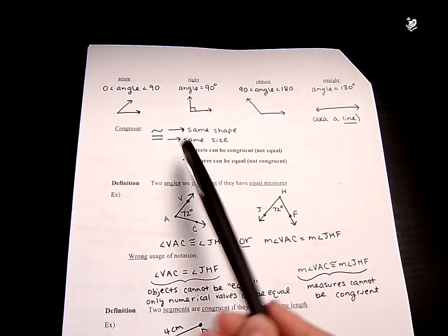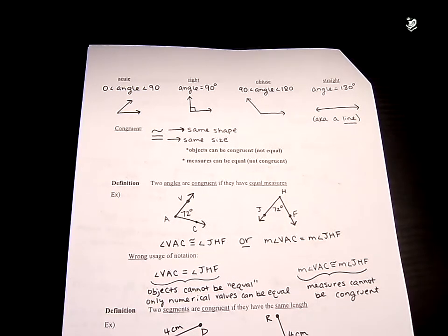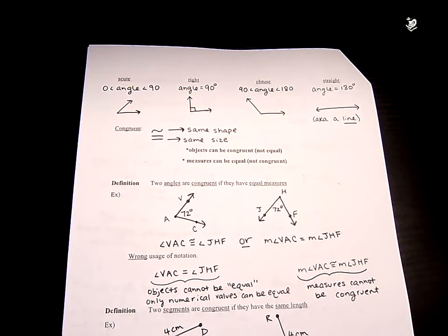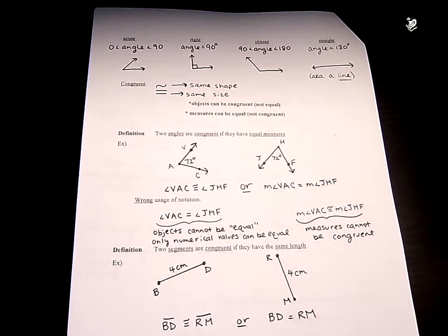Now, objects are congruent, right? Two line segments can be congruent, but they're never going to be equal. And two measures are not going to be congruent, but they can be equal. So it's kind of similar to what we were talking about on the first page. So here are two examples right here.